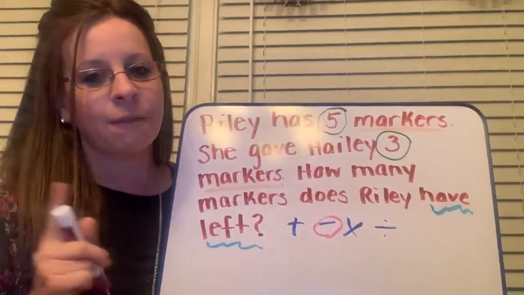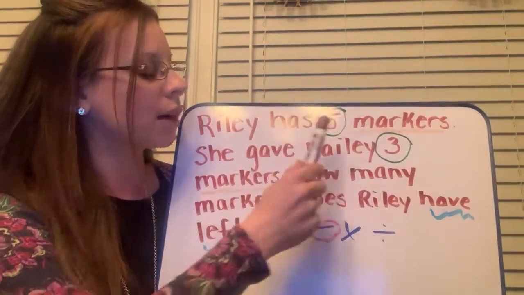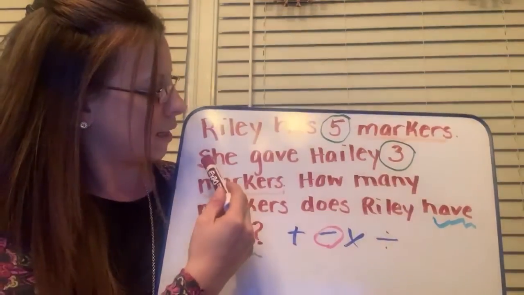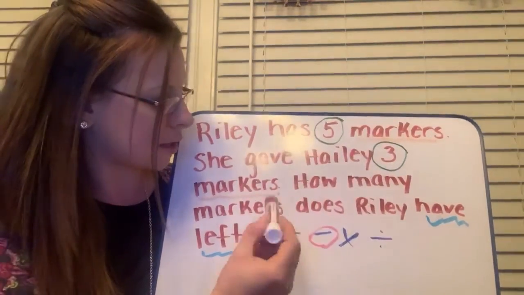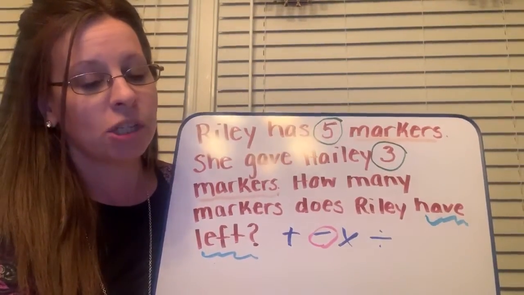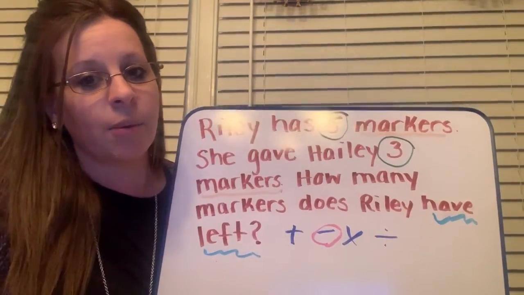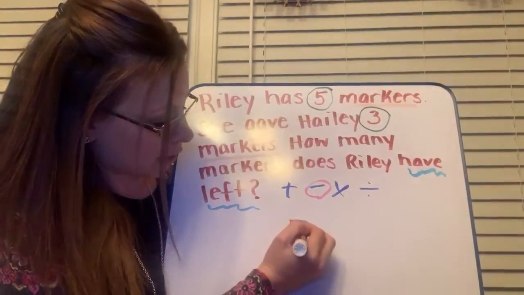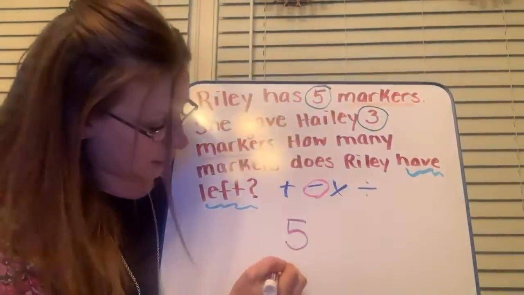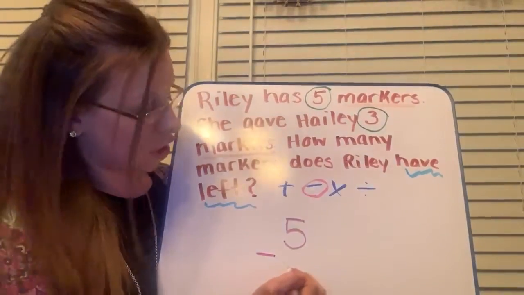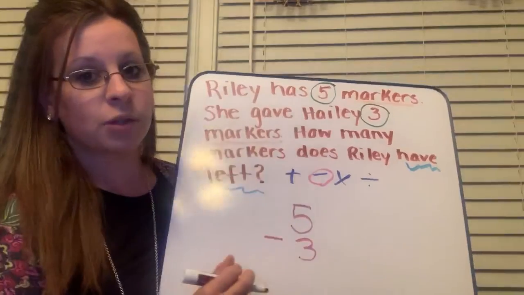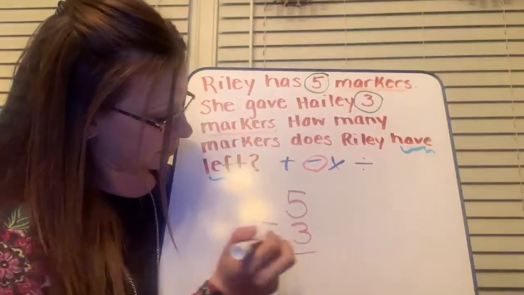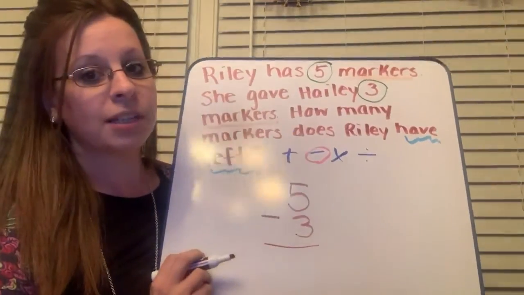Next, we have to look back at that information that we talked about and we highlighted or underlined or circled. So we said that Riley has 5 markers and that she gave Haley 3 markers. And again, we want to make sure that we find out how many she has left. So we've already decided that we are going to subtract. So if Riley started with 5 markers and we know that we're going to subtract how many she gave to Haley, which was 3, then we can write that down. So our problem is going to look like this. 5 minus 3, and then we need to solve for that.